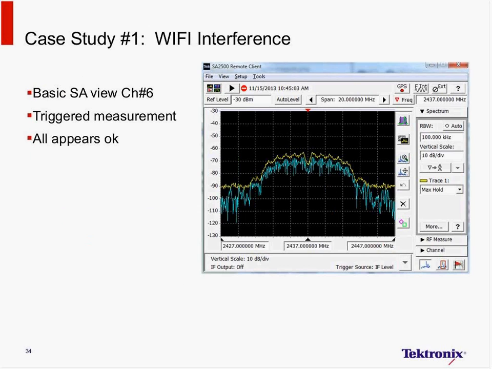Well, let's turn on a spectrum analyzer and look at channel 6, the strongest signal. We can even turn on a triggered acquisition, meaning we're only going to actually take a measurement with our spectrum analyzer when a specific power level has been reached. Using that technique with max hold and average turned on, all appears to be okay still.